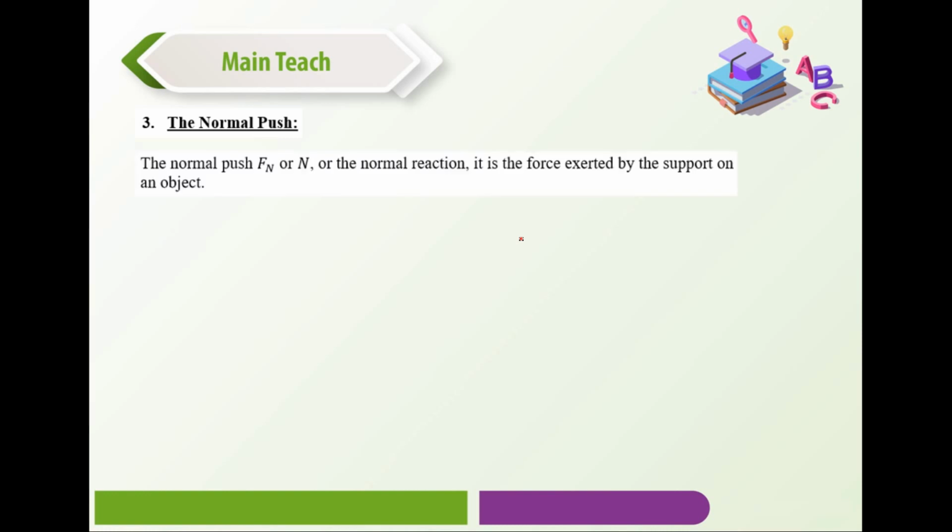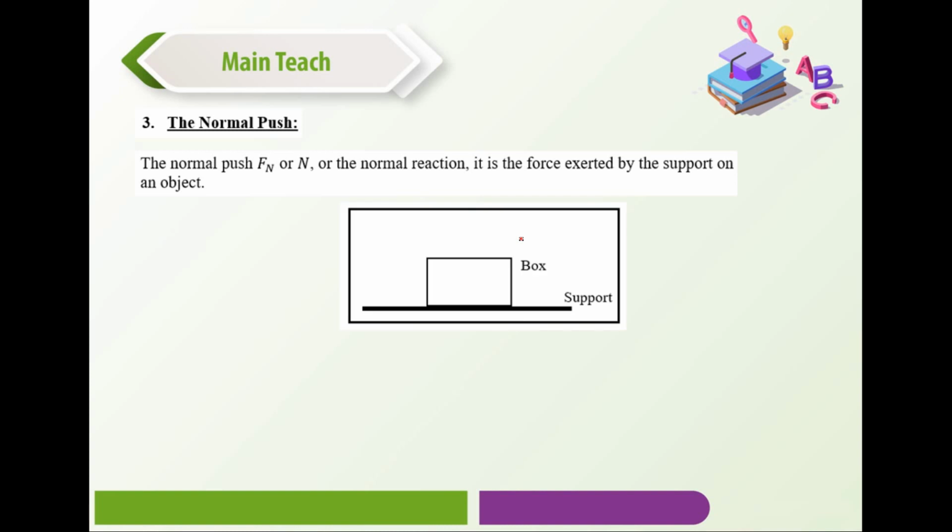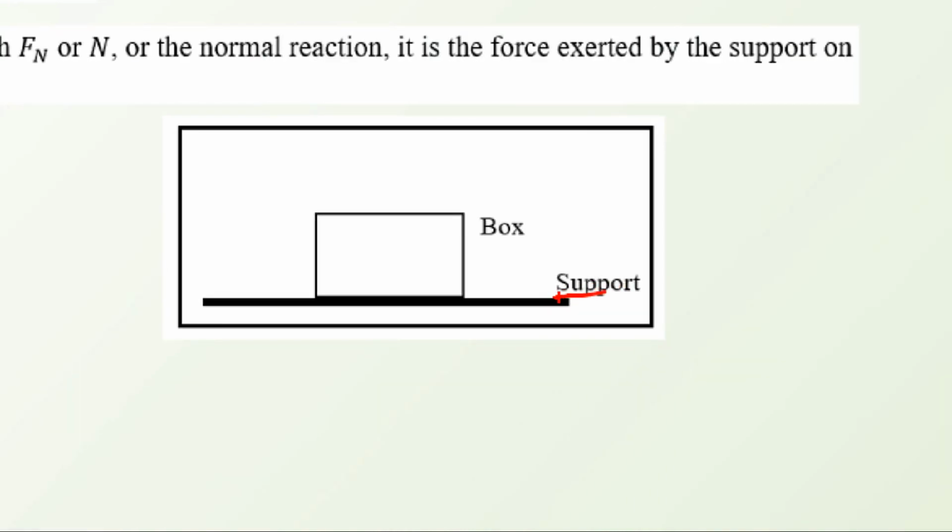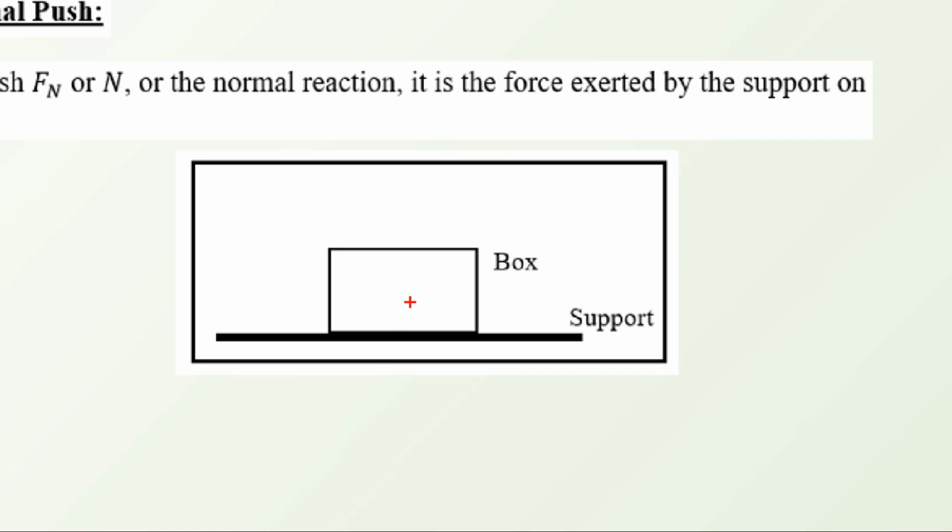Now section 3, the normal push. This is the first force which is a contact force, a variable force. The normal push Fn, or capital N, or the normal reaction, is the force exerted by the support on an object. Suppose here we have a box placed on a support. Because the box has a mass, it will be directly subjected to the pull of gravity. The box is at rest, so it is subjected to the pull of gravity due to its mass, but because the box is not moving, we need to explain this at the level of forces.